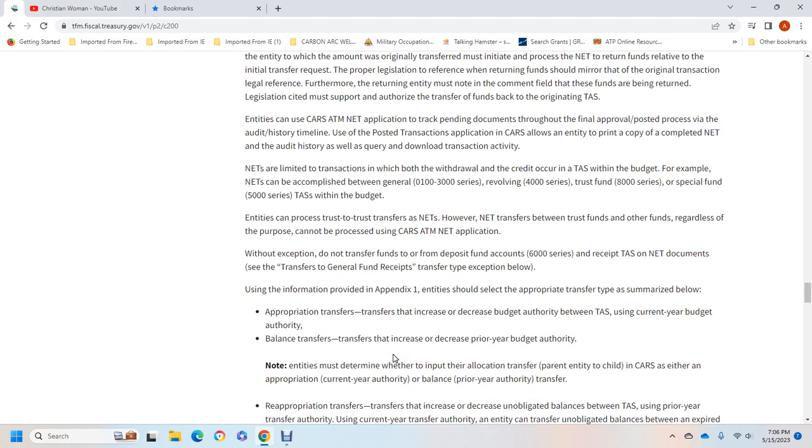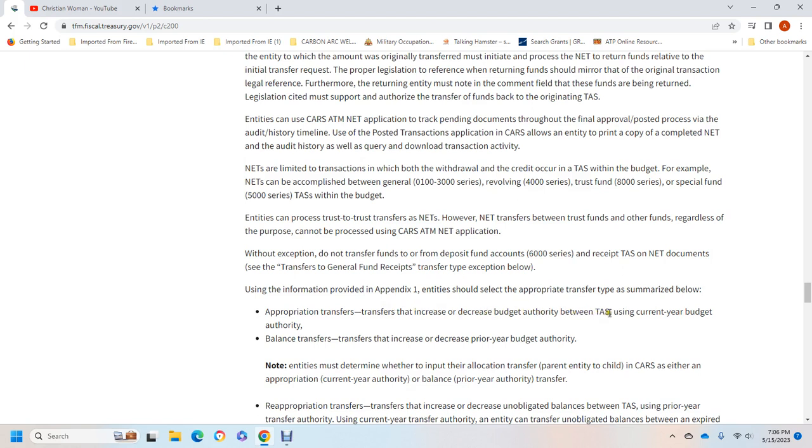The non-expenditure transfer application has an exemption: do not transfer funds from the deposit of foreign fund accounts of 6,000 with the receipt of the transfer accounting symbol to non-expenditure transfer documents. See transfers of general fund receipts. For the transfer type of exemption, see the information in Appendix 1, and you should select the appropriate transfer type, summarized below.